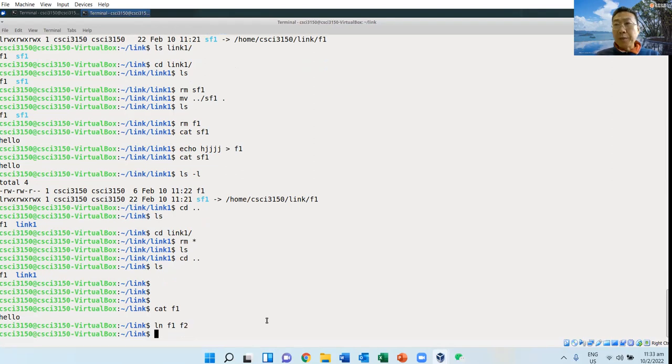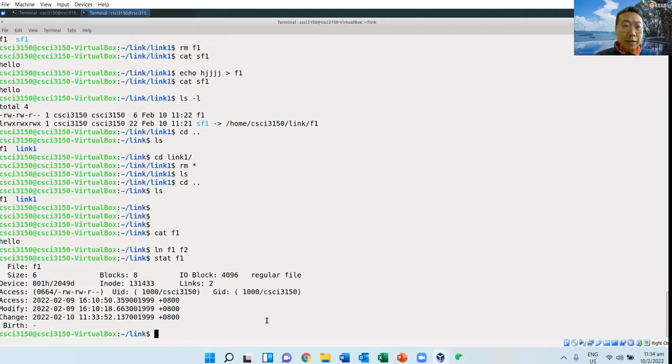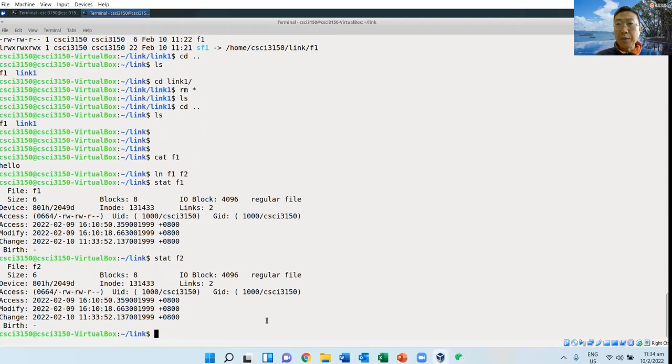Then during this link, actually, we didn't really create a file called F2. Actually, we only add a new entry into the current directory file, in which we have file name F2 and the corresponding inode number from F1. Okay. So if we look at F1, F2, you can see they both refer to the same inode number, right? So the inode number is the same, 131433, 131433. Okay, so you can see that both are only names. The real internal representation or real ID is the inode number, right? We didn't create a new file, F2.